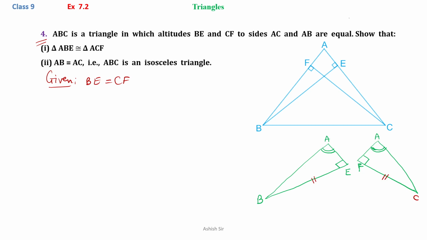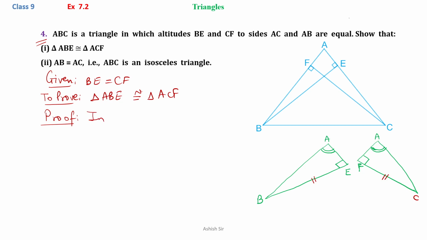show that triangle ABE is congruent to triangle ACF. So we write down here that we need to prove triangle ABE, that we have already separated out, is congruent to triangle ACF. We have to prove that these two triangles are congruent. We have separated out from the given figure ABE and ACF, and given that they are altitudes, these two triangles will have a 90-degree angle. So we write down the proof here.